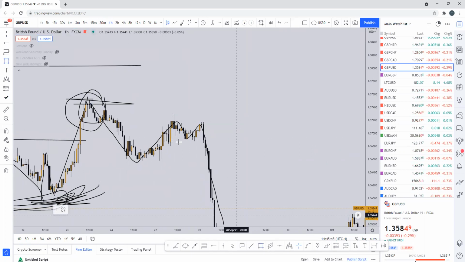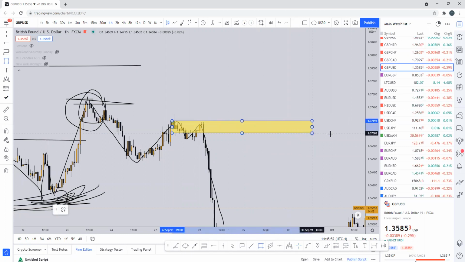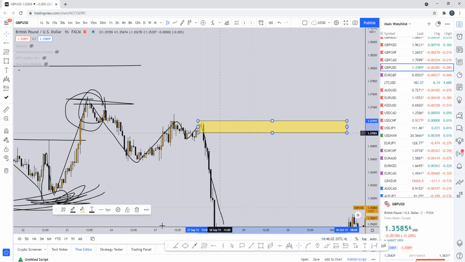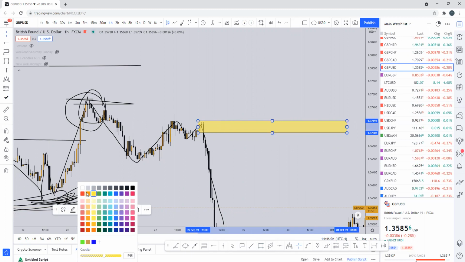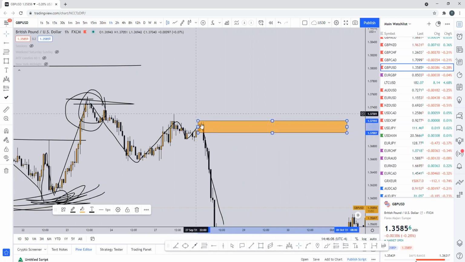Price pulled back into this area simply because of this candle right here. This pattern right here. Price pulled back because of that. This is a reversal pattern. This reversal pattern at a high point suggested with high probability that price would drop.